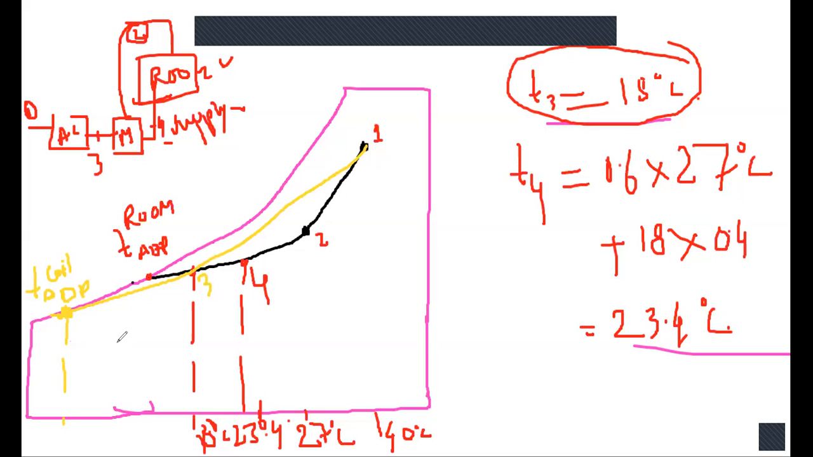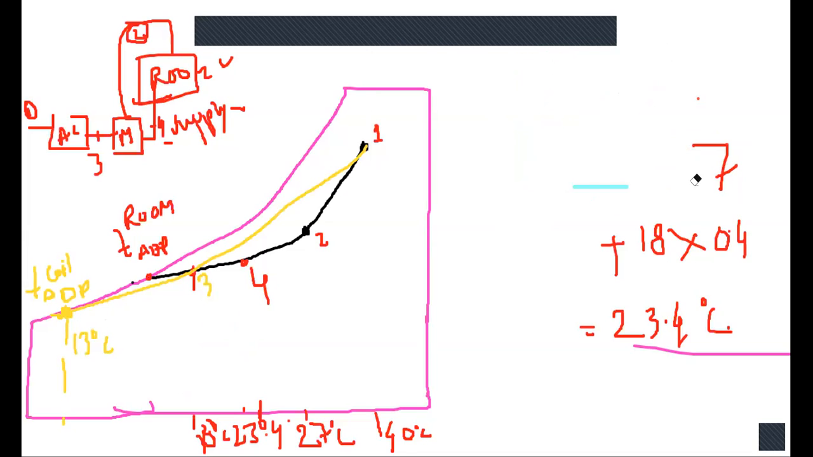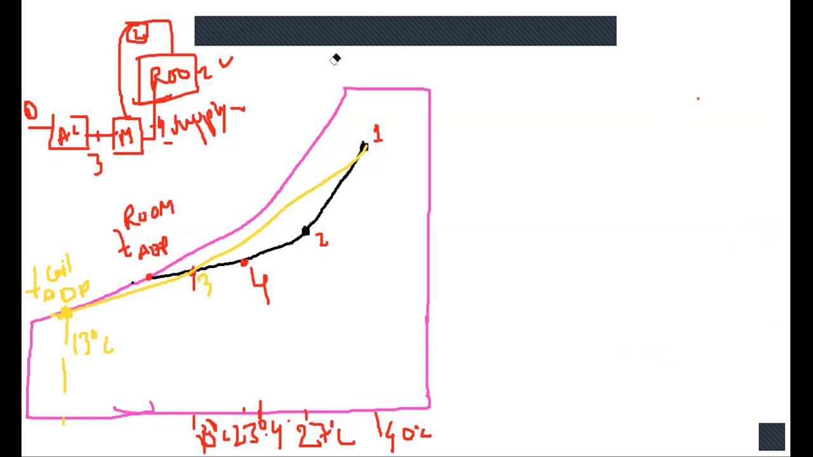This is our 13 degree. Okay, this is 13 degree. Now I am erasing this. I am erasing this line also, and this point.